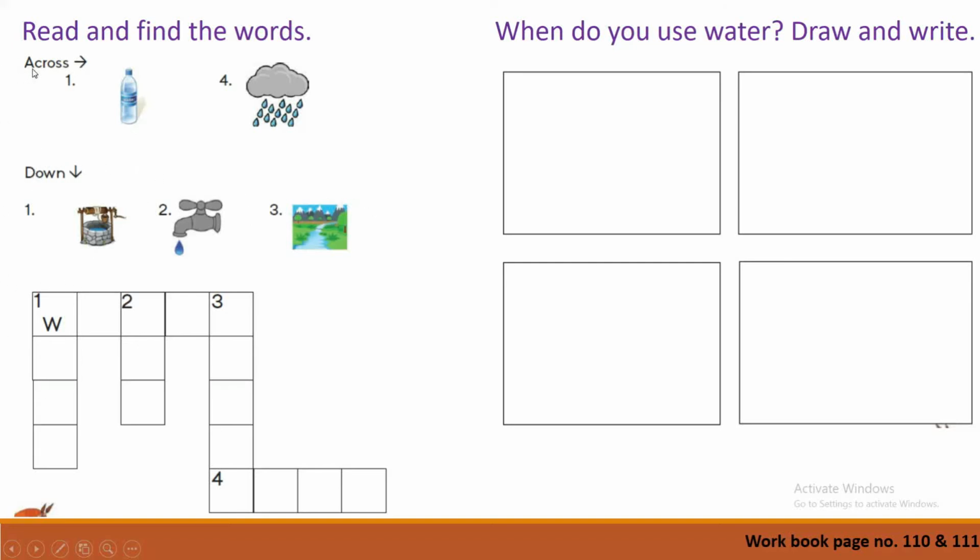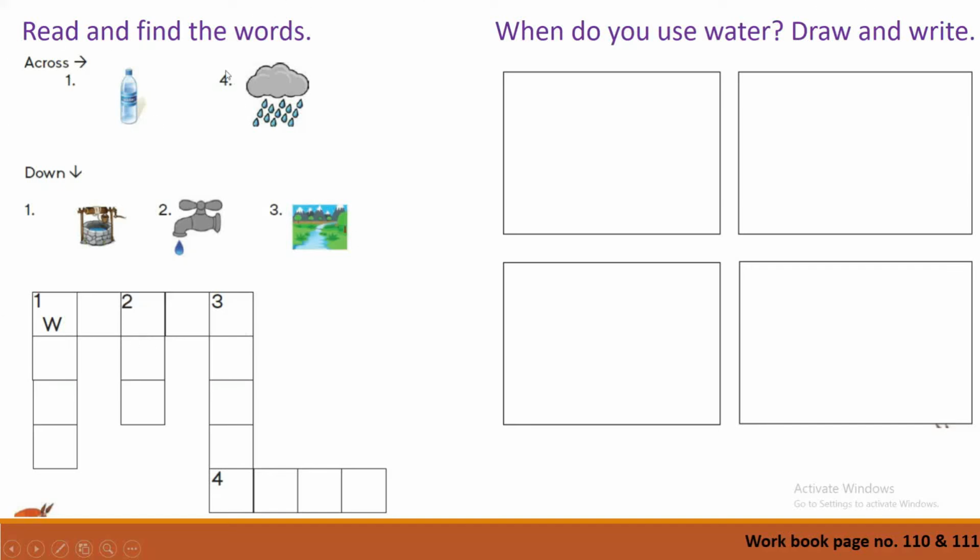Okay, let's see the words in across. Number one, what is it? It is a bottle of water. Number one, across. What's the word? Water. Yes, W A T E R. Now you have to write the correct spellings.